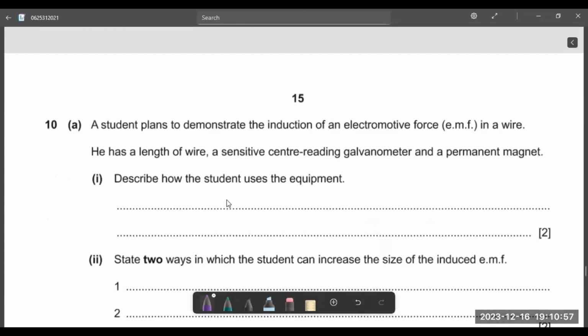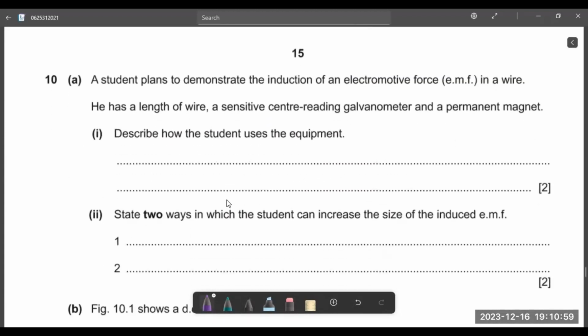Next, a student plans to demonstrate the induction of an electromotive force in a wire. He has a length of wire, a sensitive reading galvanometer and a permanent magnet. Describe how the student uses the equipment.